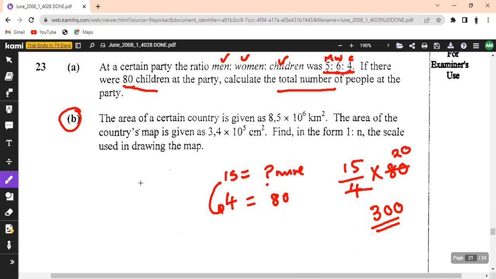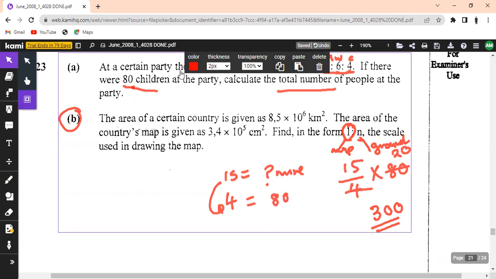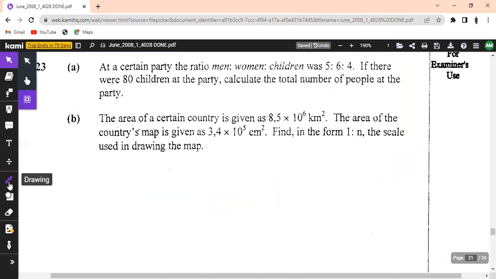So remember, guys, I told you that there must be a relationship between these two. And always when it is in the form of 1 as to n, the 1 represents what is on the map, and the n what is on the actual ground. So let's start with what is on the map. I'm just going to remove this part again. We are going to start with what is on the map, the country's map.